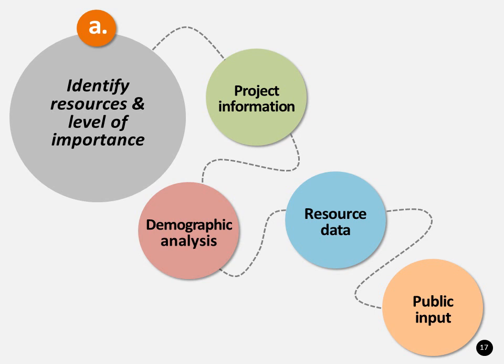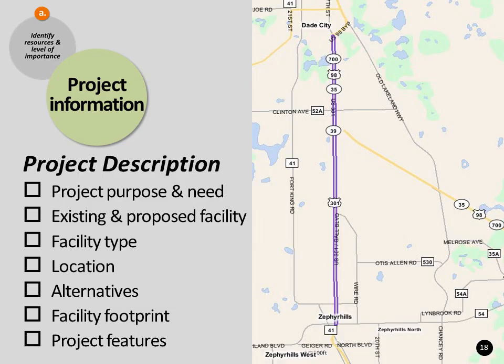Through this task, we begin learning about the community, its context, values, and ways of life that could be affected by the project. What is known about the project at the time of the sociocultural effects evaluation will be stated in the project description. This information describes the project purpose and need, the general facility type, such as a road or a bridge, the existing and proposed facility, including the geographic location and extent of project alternatives, and physical features such as the project width or footprint, and any other features of significance to the project environmental evaluation.